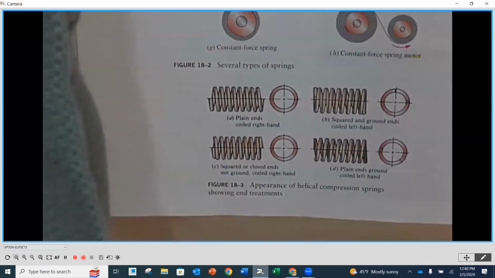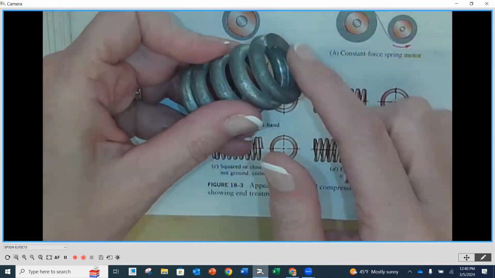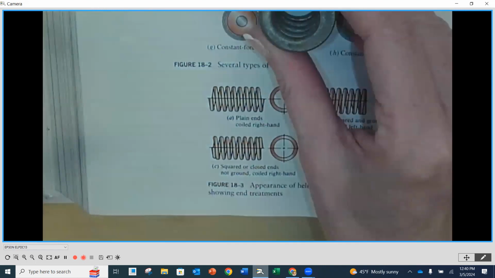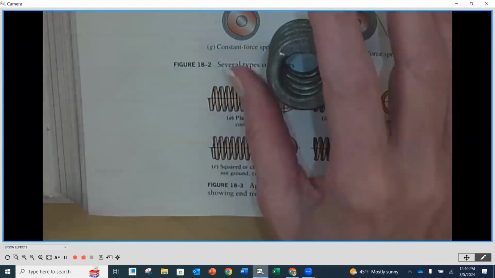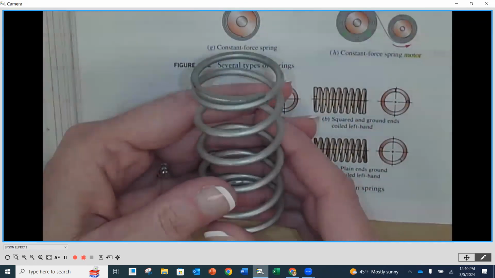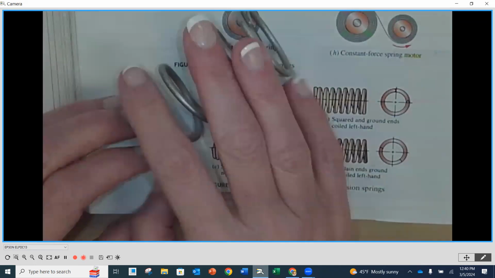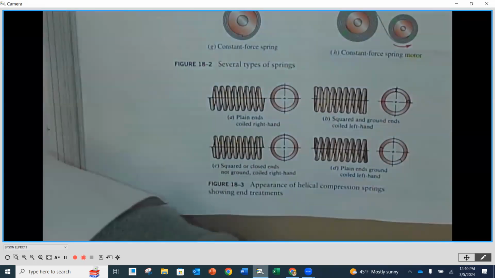I don't know if it's easy to put it underneath here, but this would be a ground flat one. So you can see that it's going to be nice and even. So when it sets down, it's going to sit nice and flat on both ends. Here's another one that is ground flat on that end. And so when we set it down, it's not rocking at all.